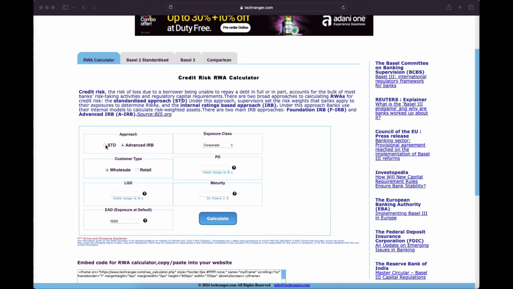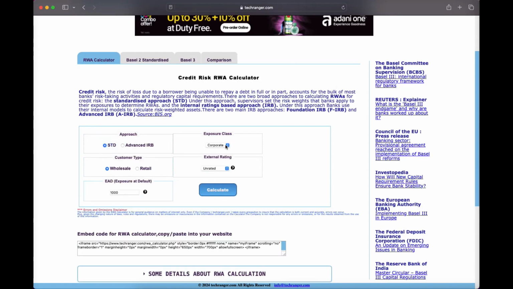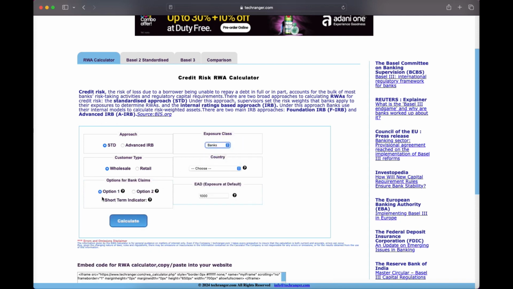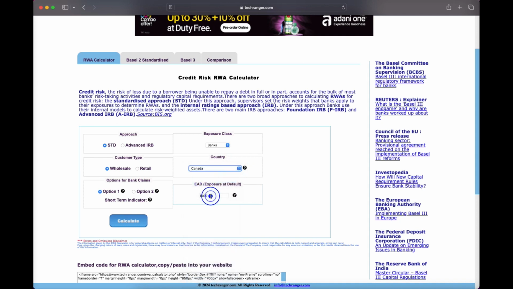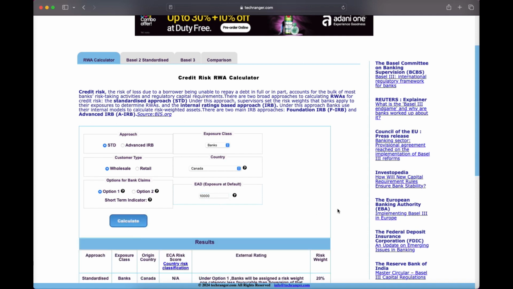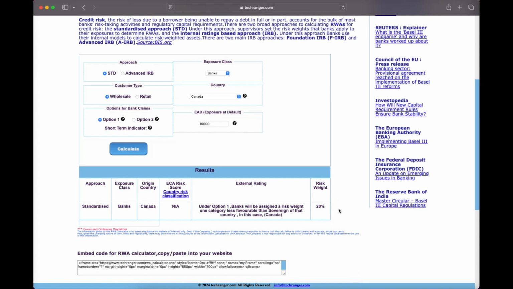Let's find the risk weight for wholesale bank exposure for Canada, with short-term indicator of option 1, which means for these exposures a risk weight one category less favorable than the sovereign, in our example, that of Canada. Risk weight is 20% in this scenario.